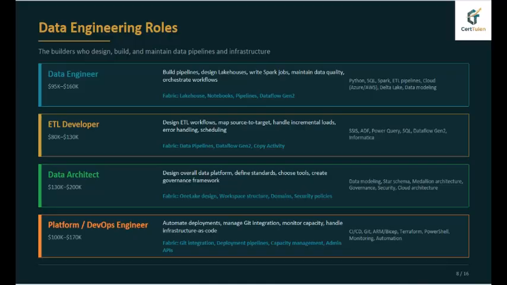A platform or data DevOps engineer automates the deployments, manages Git integrations, monitors the capacity, and handles the infrastructure as code. What are the technical skills they will implement? A data engineer will be using Python, SQL, Spark, ETL pipelines, cloud like Azure, AWS, data lake, and data modeling. ETL developers will be using ETL tools, for example SSIS, Informatica, Power Query, SQL, Dataflow Gen2.